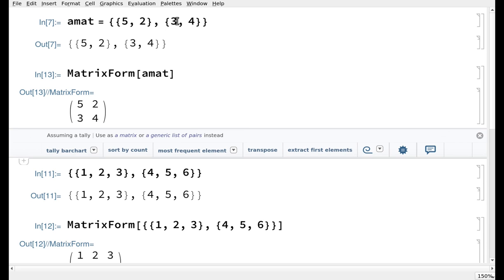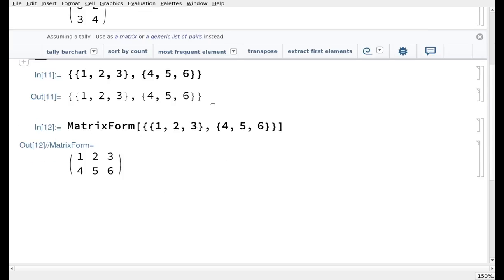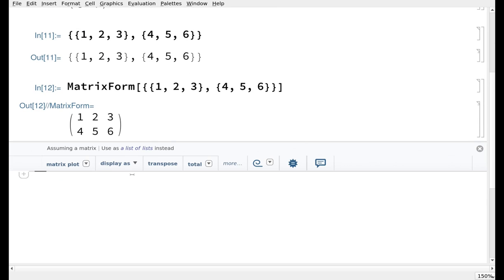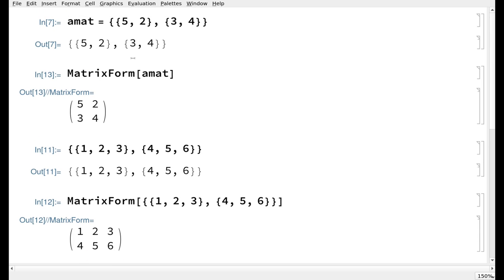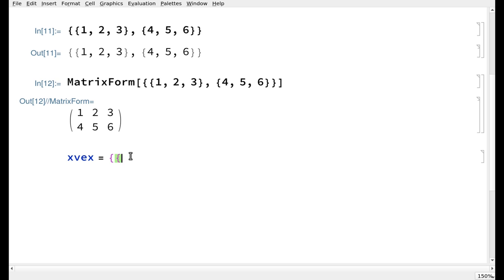Okay, so AMAT is this matrix, and if you want to multiply the matrix times something, let's make up a vector. For example, suppose I have the x vector, I'll call it xvec, equals. Now, because A is a 2 by 2 matrix, I want to think of x as being a 2 by 1 vector, so I can multiply A times x. So let's do it that way. Let's say, I don't know, -1 and 3.